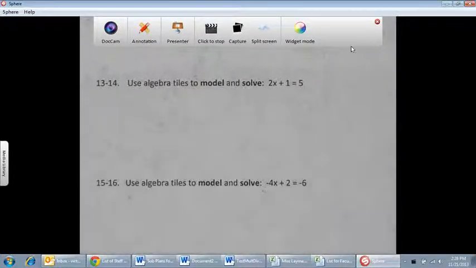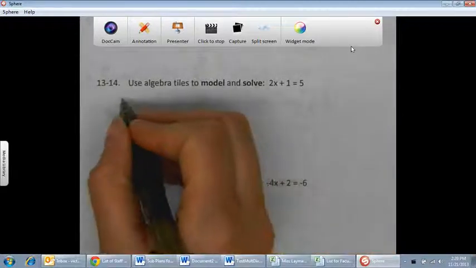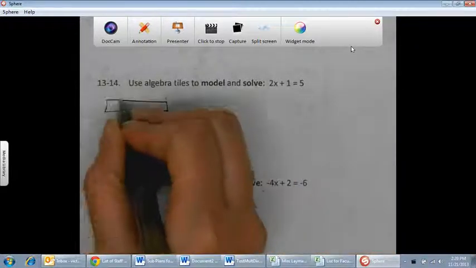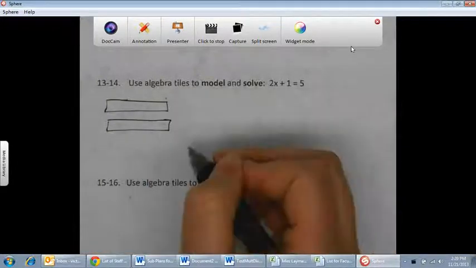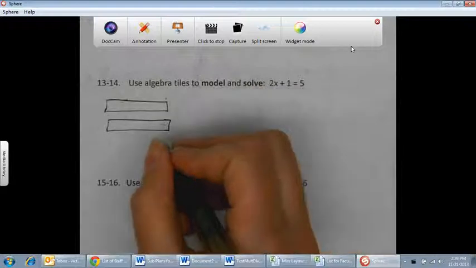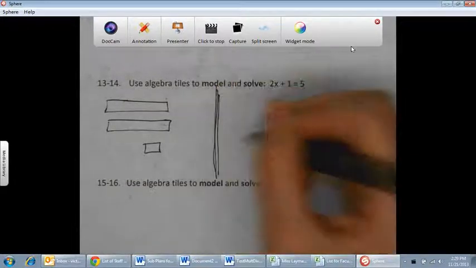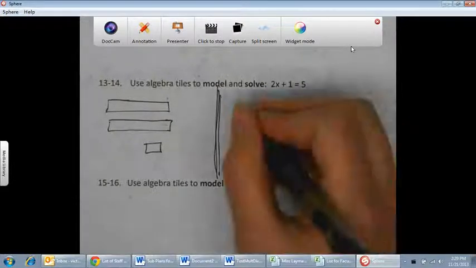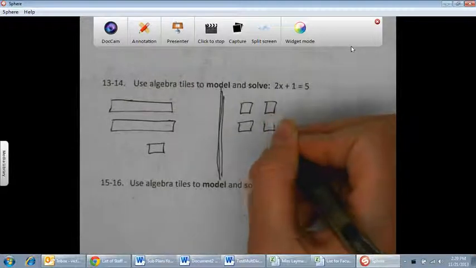Hi guys, so I'm going to show you how to model the two-step equation using algebra tiles from your review. So first we have 2x, so you're going to want to draw two rectangles for your x's, and it's positive x, so they're not shaded, and then you're going to draw an extra tile, and then you're going to draw your line to show the right side of your equation mat, and you're going to draw 5 boxes.